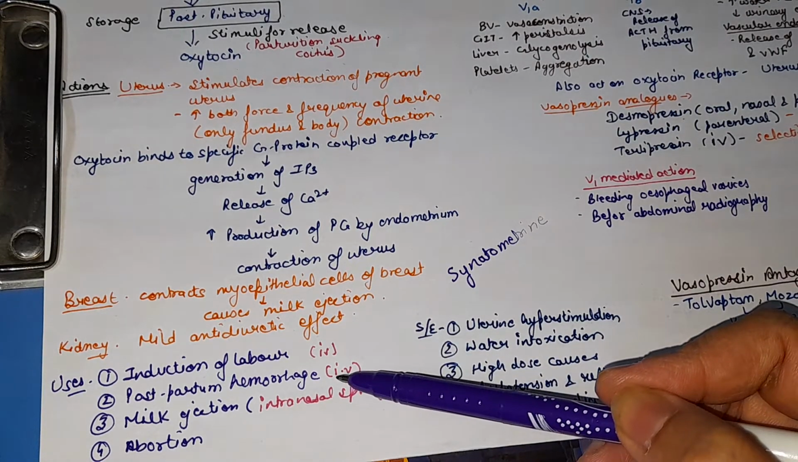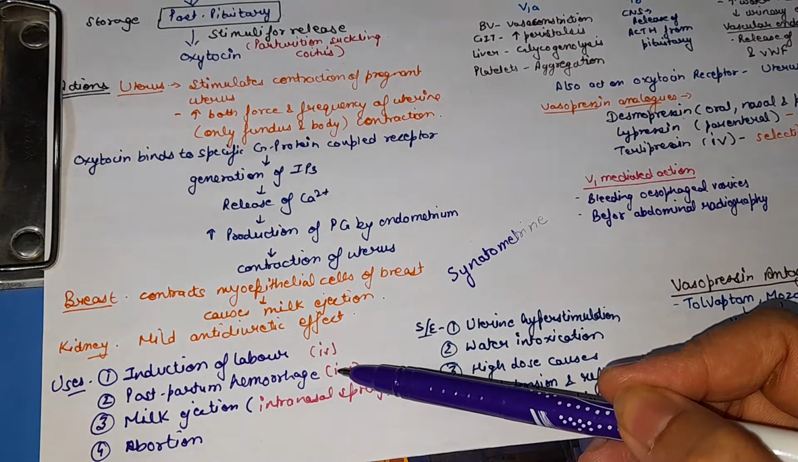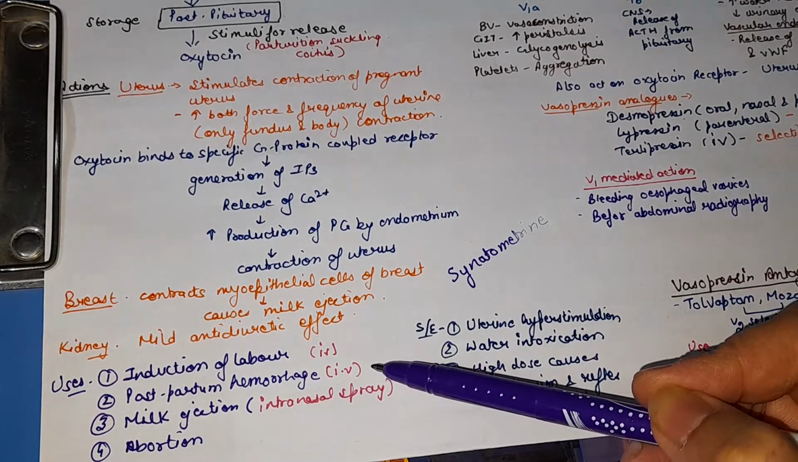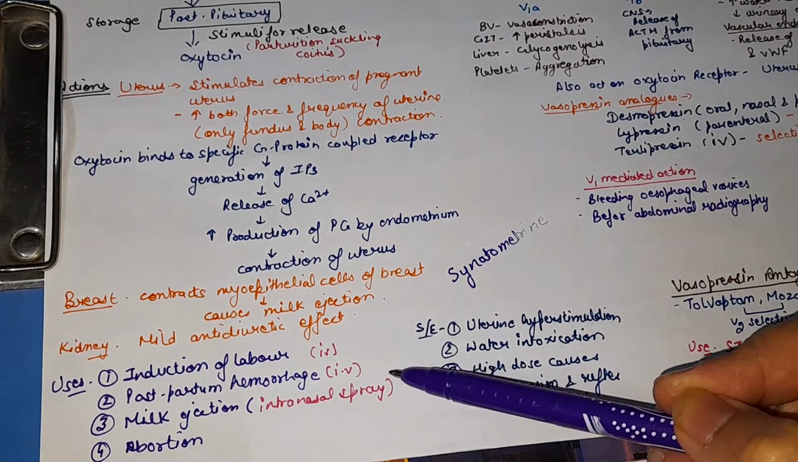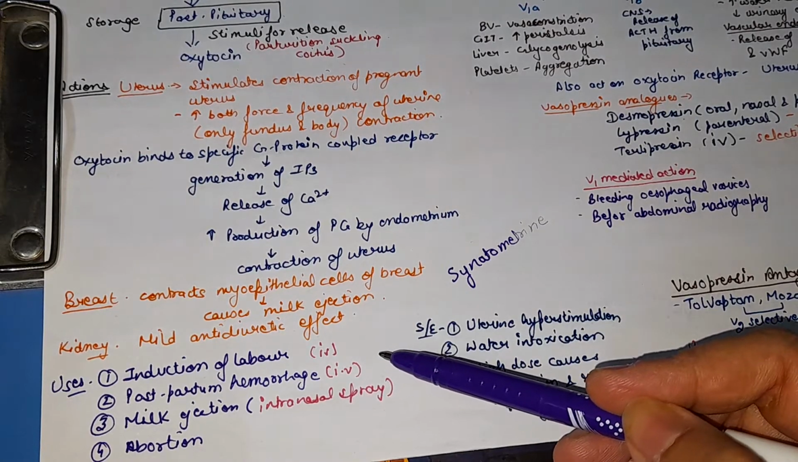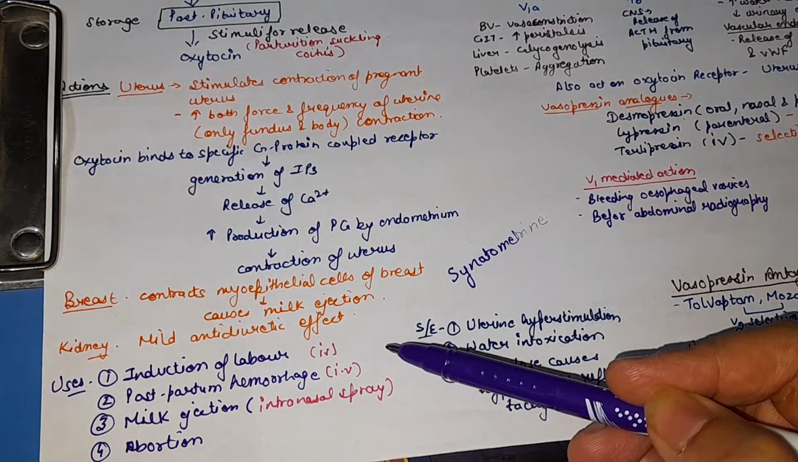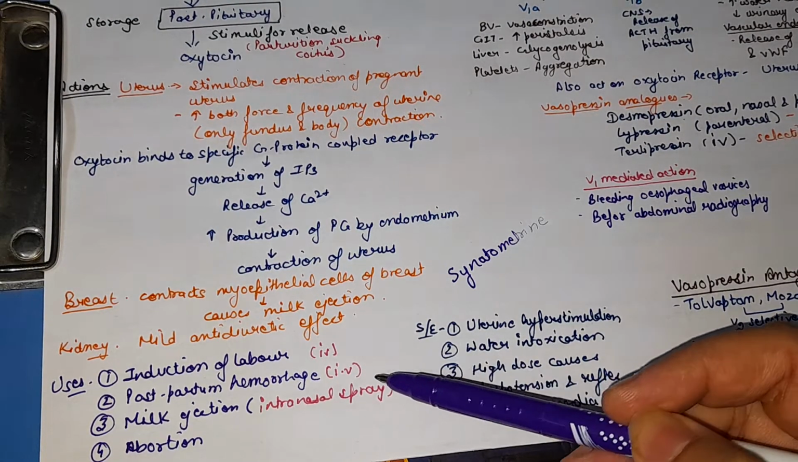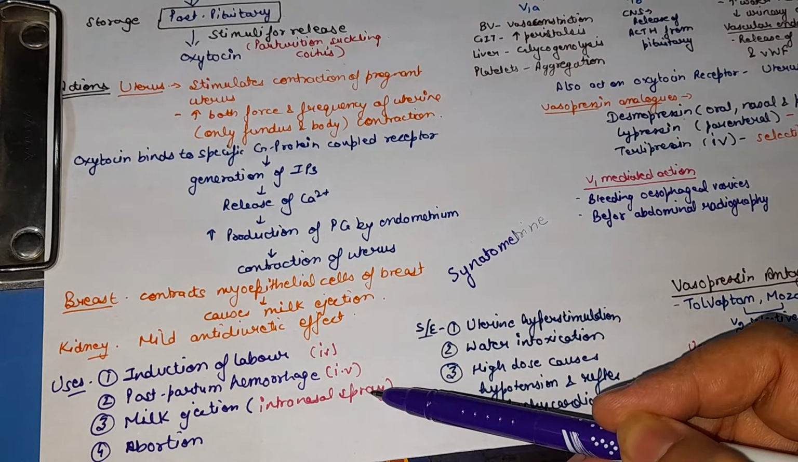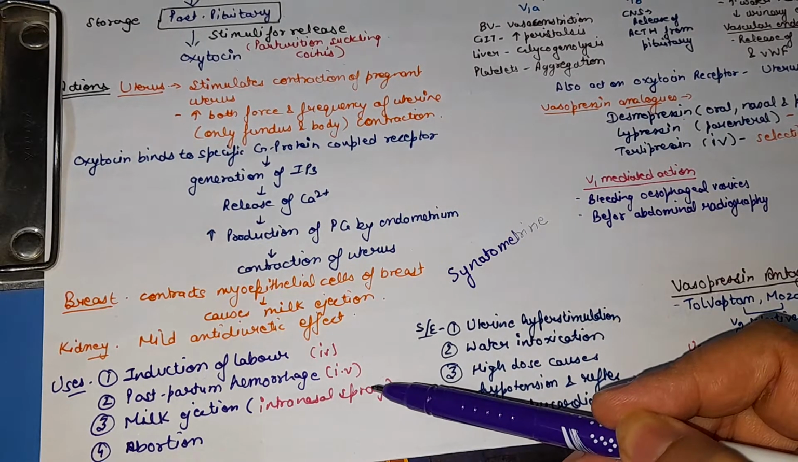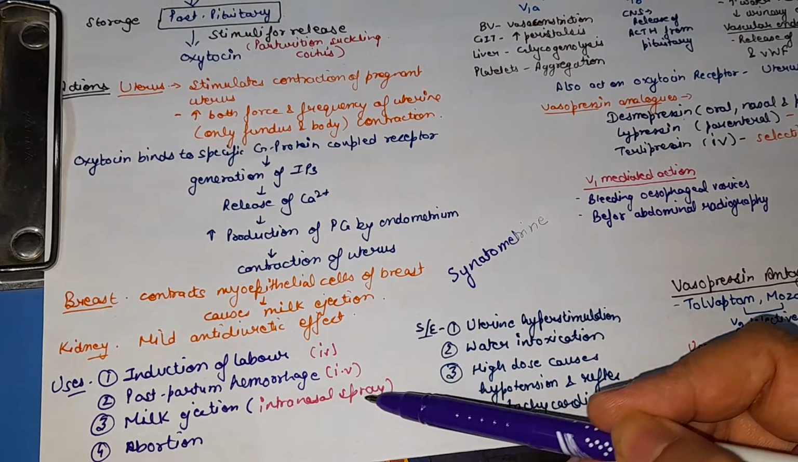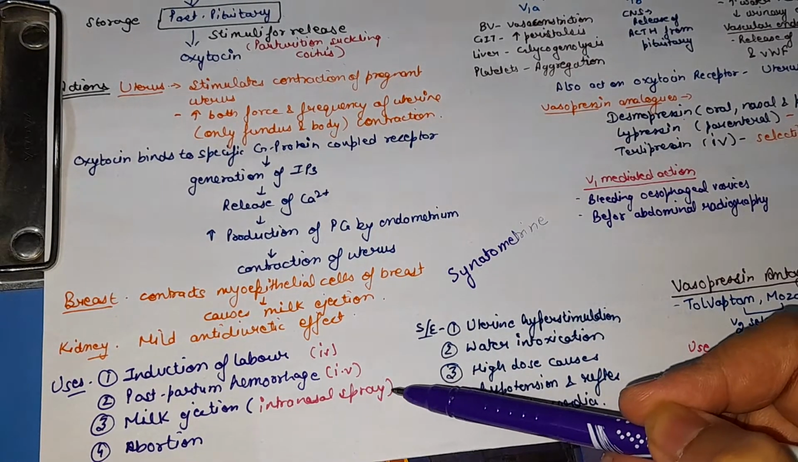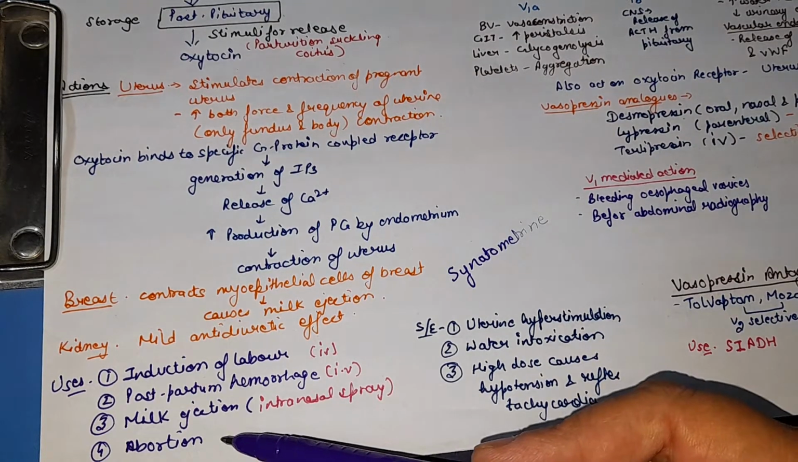Another use is in postpartum hemorrhage. It is also used for prevention of postpartum hemorrhage. It contracts uterine smooth muscle, resulting in compression of the blood vessels as they pass through the myometrium, and bleeding is arrested. Next, it is also used for milk ejection after the postpartum period. It is given as an intranasal spray, and it is also used for abortion.